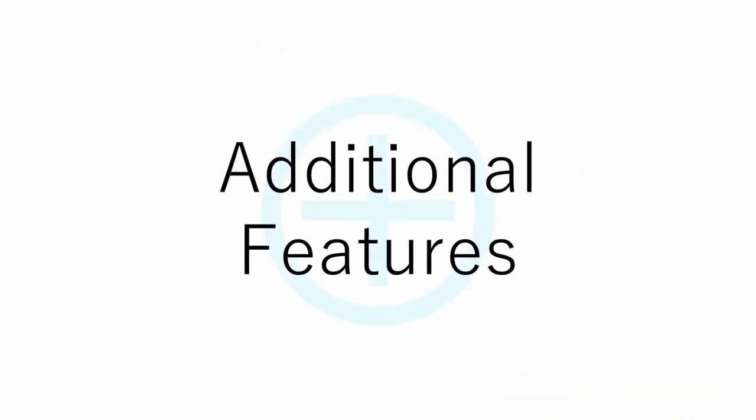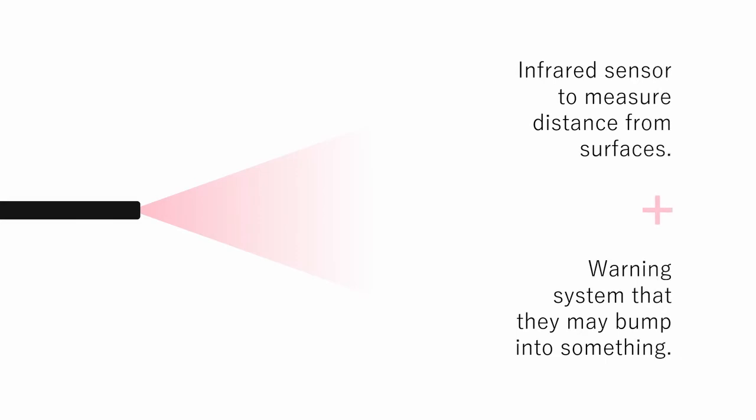Now, let's talk about some additional features that can be added to improve the functionality of such a phone. We know that such technology exists, but a culmination of these features will allow for a better user experience. Number 1, an infrared sensor to measure the distance from surfaces. This can act as a warning system that they may bump into something. Warning, surface ahead.